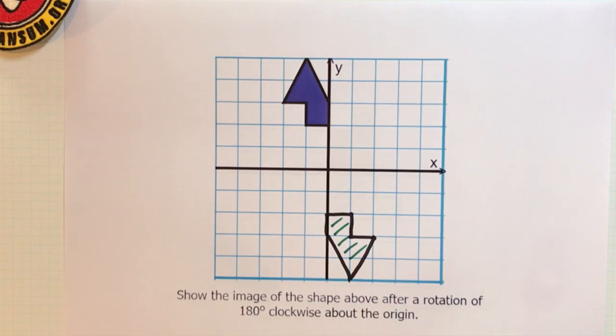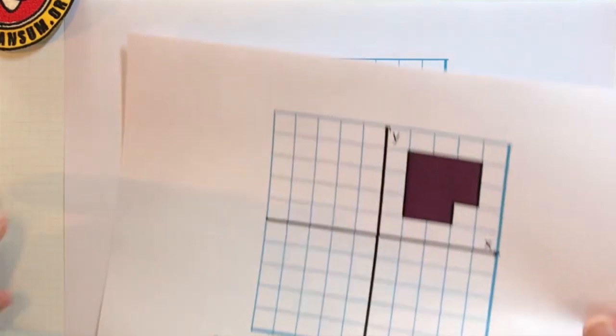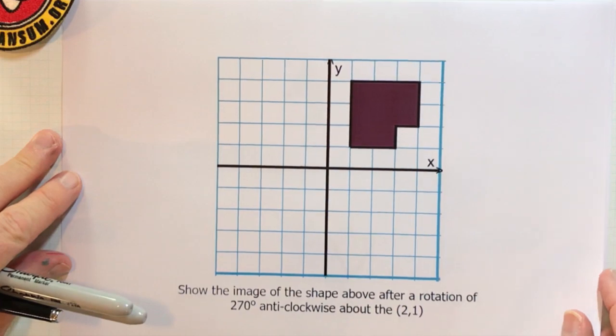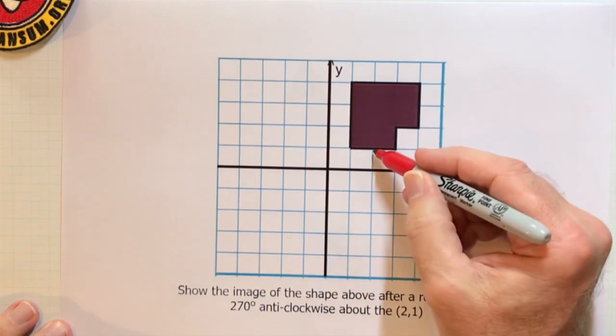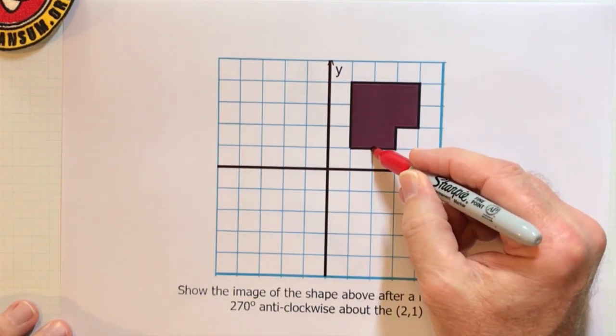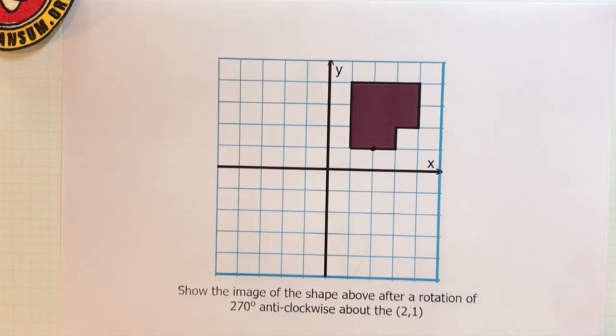Okay, let's look at one more example of a rotation. So we've got a big shape here, and we need to rotate this 270 degrees anti-clockwise about the point 2, 1. Where is the point 2, 1? Well, that's 2 across and 1 up. Oh, the point is actually on the side of the shape. That's 2 across and 1 up. And we want to go 270 degrees anti-clockwise.